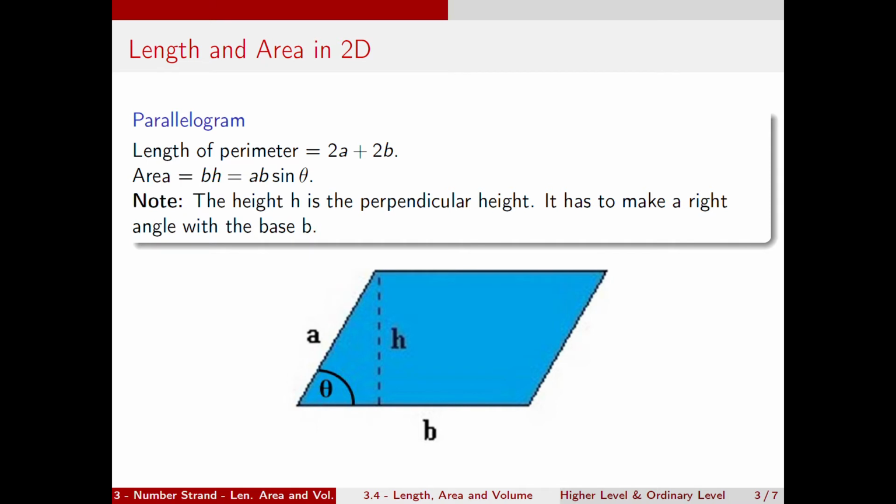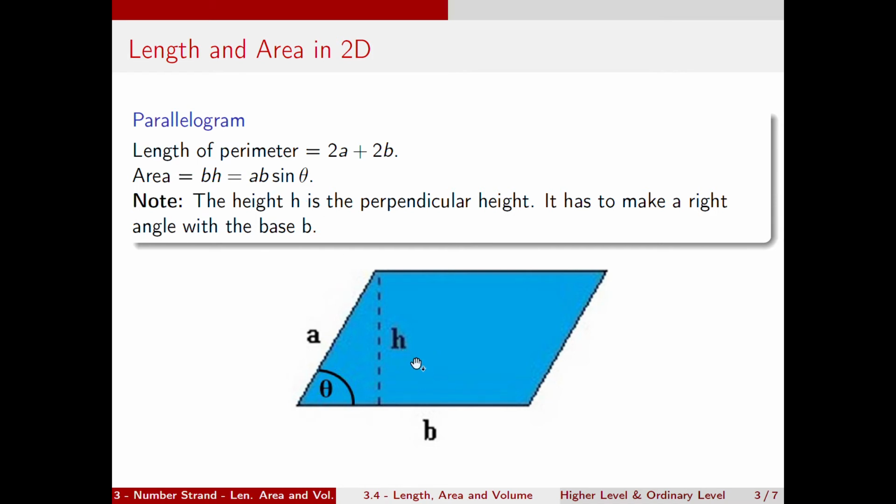The next shape we'll look at is the parallelogram. The length of the perimeter is equal to 2a plus 2b, so again, like a rectangle, we add the length by the width. The area is given by b times h, which is equal to a times b times sine theta.